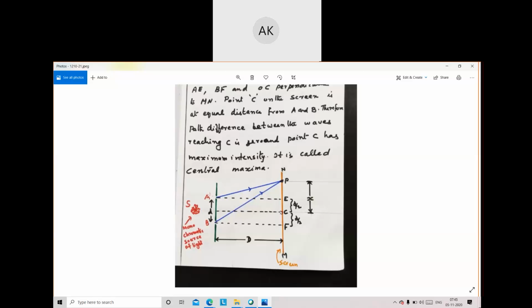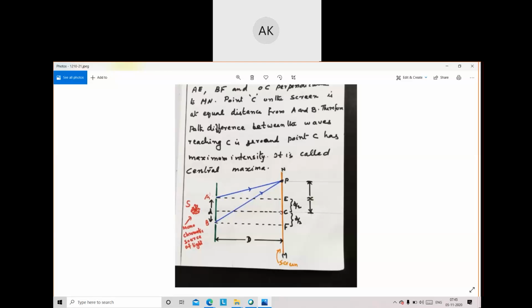I'll ask Ismail. What is the path difference between the two waves coming from A and B and reaching the point C? Ismail. What is the path difference? 0. Very good.